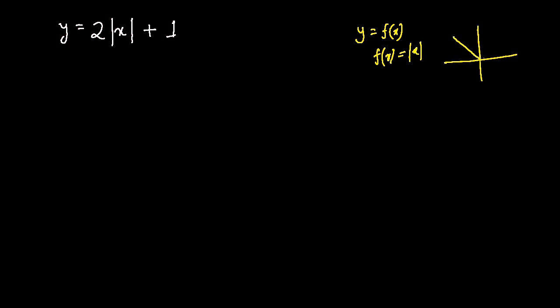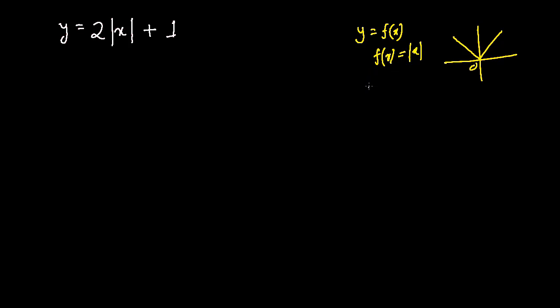Suppose you have to sketch y equals twice absolute value of x plus 1. Now here we have different transformations. First of all, we have y equals f(x), which is absolute value of x. So this sketch is just a little V shape. This is pretty simple. We have this memorized.